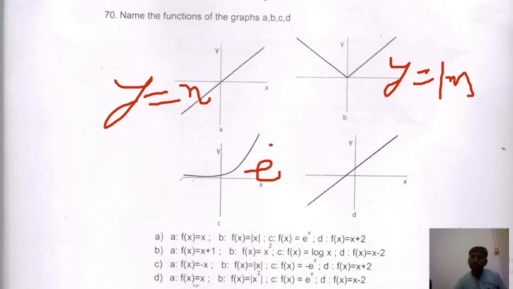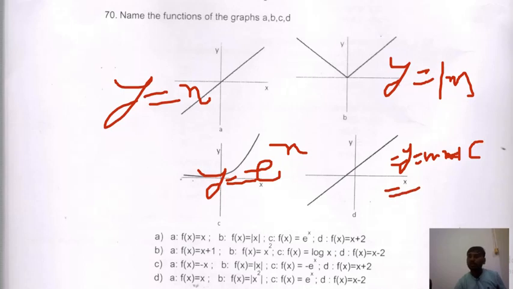This is simply the exponential, y equal to e to power x. Now this is a straight line equation, y equal to mx plus c. If m is 1, then x plus c. If c is positive, it will cut the positive y axis. If c is negative, it is cutting the negative y axis.